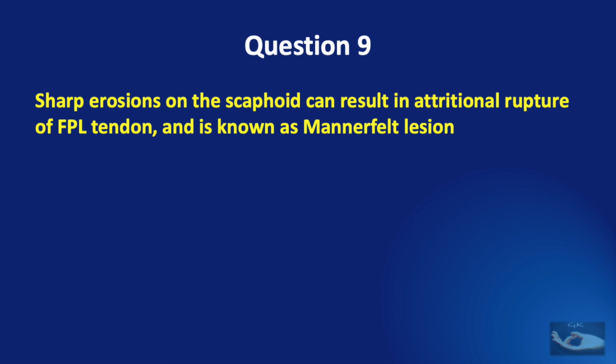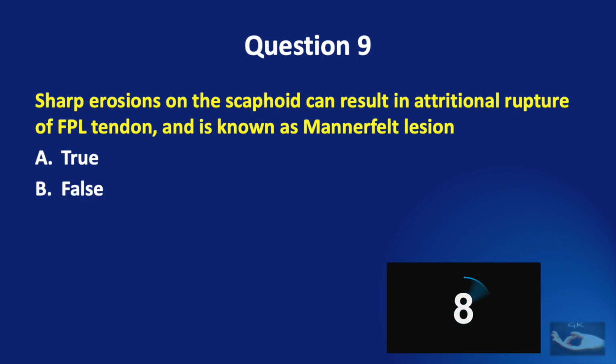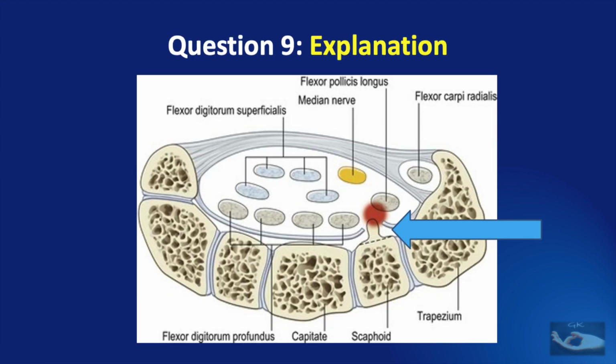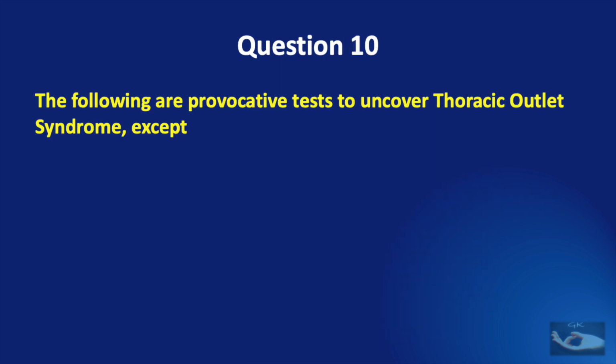and is known as the Mannerfelt lesion. Is this statement true or false? And the answer is, it is a true statement. Sharp erosions on the tubercle of the scaphoid can cause an attritional rupture of the flexor pollicis longus tendon which lies in close proximity. Question number 10.